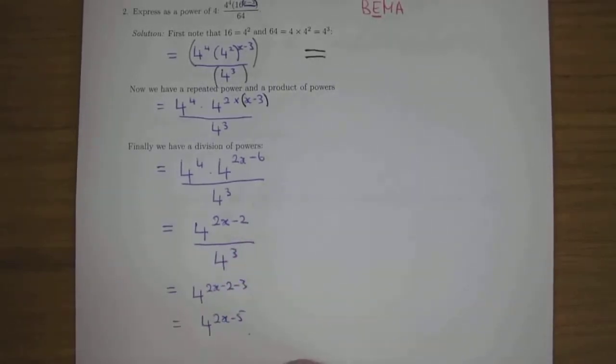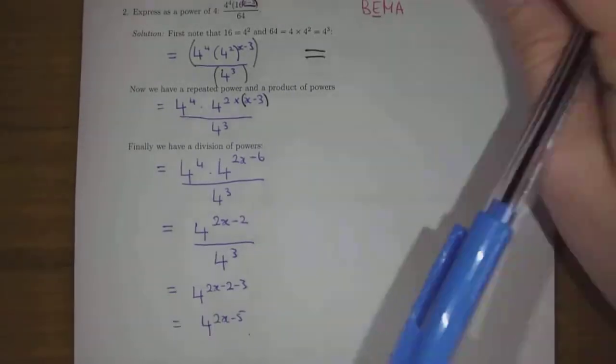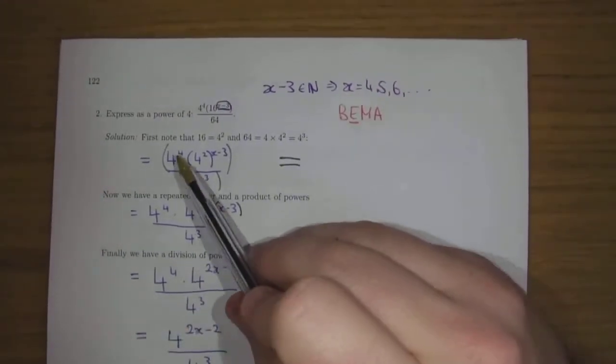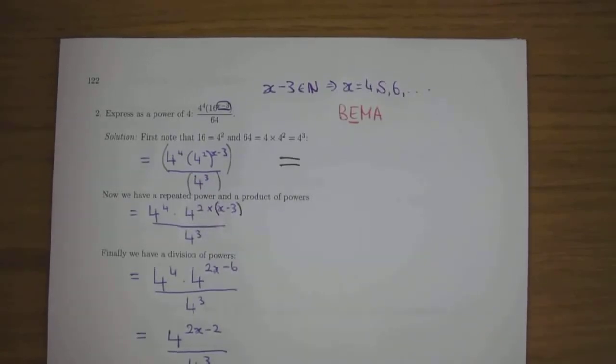I might have to check that a bit later. I'm a bit suspicious about it. Alternatively, you could, if you're running not with rules, divide above and below by 4 cubed at the very start.